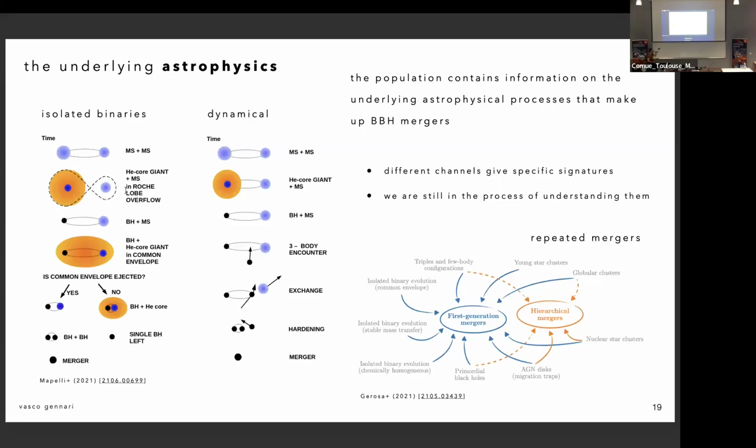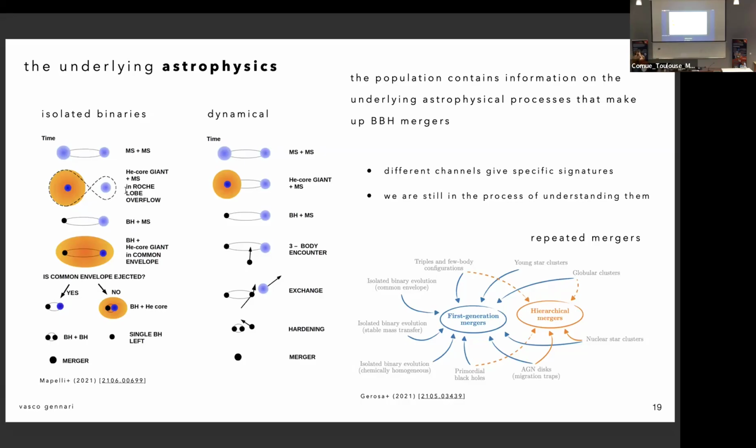Which means that you can ask astrophysics, and they will tell you what are the most likely channels for the formation of these mergers. And you will try to see in the data whether you're able to find any specific signatures for these channels. Now, without going too much into the details, I put here what are the most representative channels.